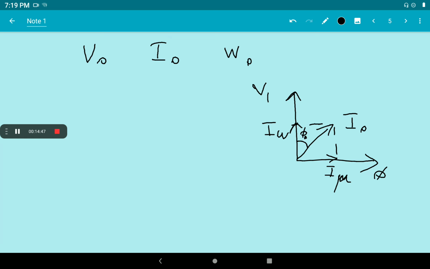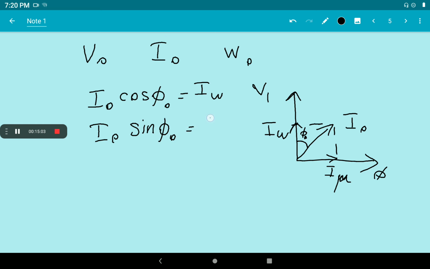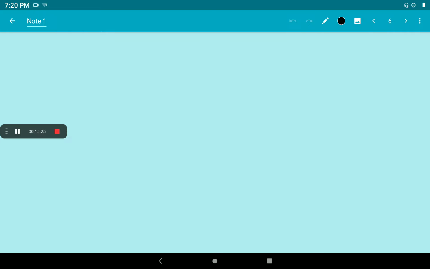So what will be I0 cos phi 0? I0 cos phi 0 will give the working component of current IW, and I0 sin phi 0 will give what? I mu, the magnetizing component of current, and I0 is the vector sum of IW plus I mu. Okay, and from the equivalent circuit, we may draw the equivalent circuit here.